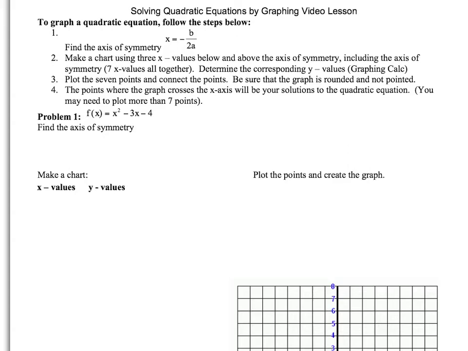You're going to find the axis of symmetry. From there you're going to make a chart using the axis of symmetry and 3 values above and 3 values below the axis of symmetry. And then use your graphing calculator to find the y values that go with it. Plot the points and connect them. And the points where the graph crosses the x-axis are your solutions, or your roots to the quadratic equation.